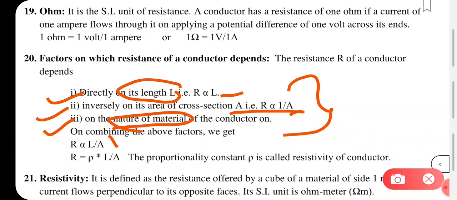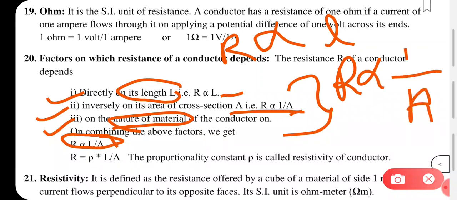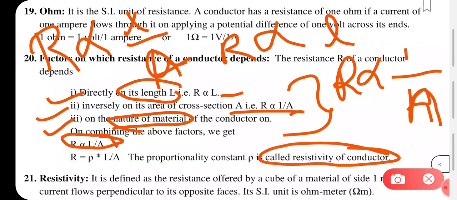So this is how we can write that R is directly proportional to the length, and R is inversely proportional to area. When you combine these two, it becomes R is proportional to L upon A. Make it capital A or small a, whatever you want to use. Then you need to introduce one proportionality constant. That proportionality constant is resistivity. We denote it by the symbol rho. So this is what you should remember.